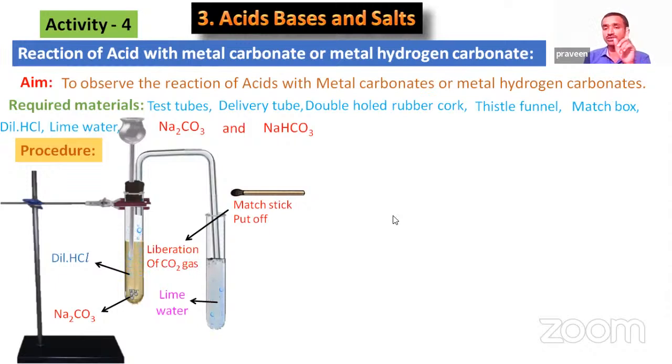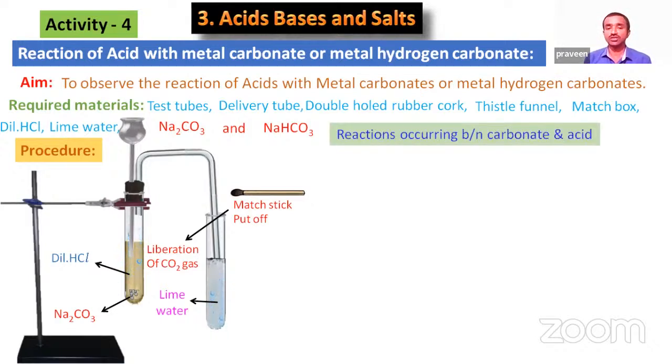Lime water turns milky white in color, or the matchstick is put off immediately, also indicating that the liberated gas is carbon dioxide gas. So simply we have got an idea about the reaction between HCl and sodium carbonate. Now replace the sodium carbonate with sodium bicarbonate. So the metal carbonate reaction with the acid is completed.